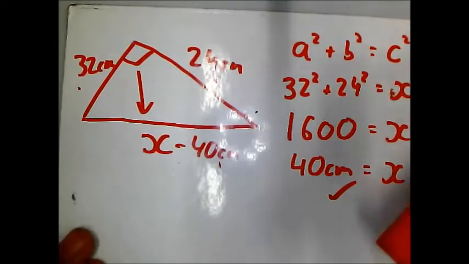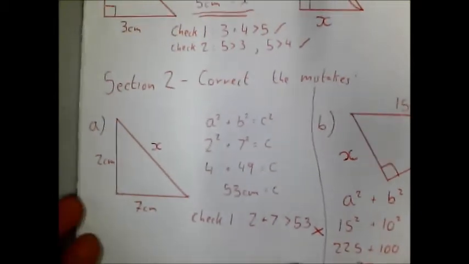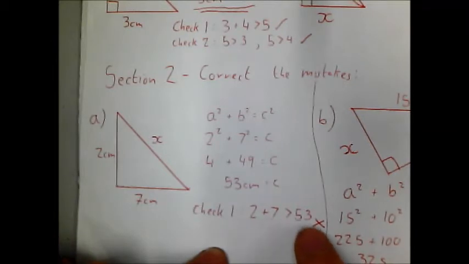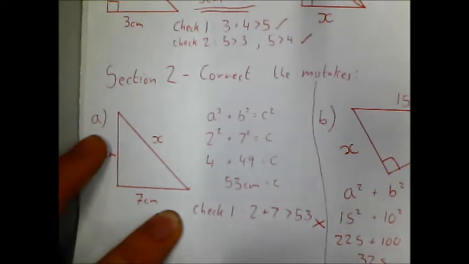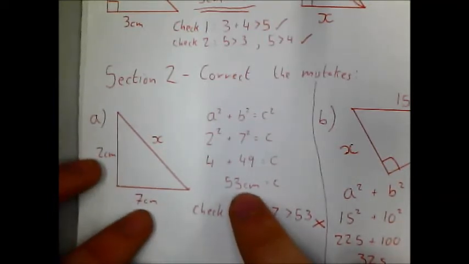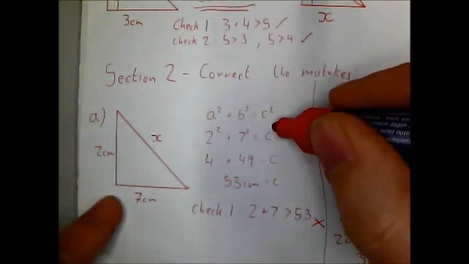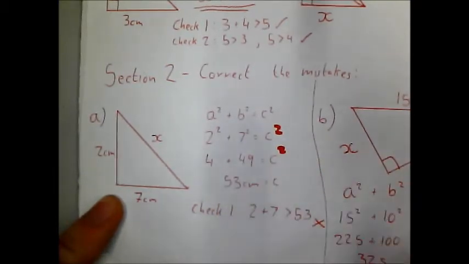So I've been asked to correct the mistakes on here. Let's have a look at the first one. The person's done their check and they've noticed 2 plus 7 is greater than 53, for their answer here. So something's gone wrong. This number here is far too big. So chances are, if we look through here, they've missed off a square sign here and here. So that means when they get to this stage, it's 53 equals c squared. So then they've got to square root this.